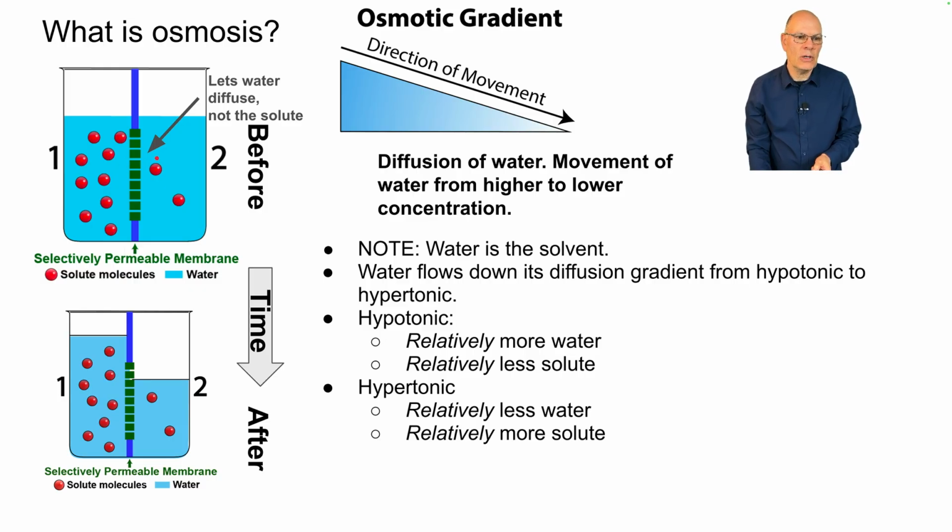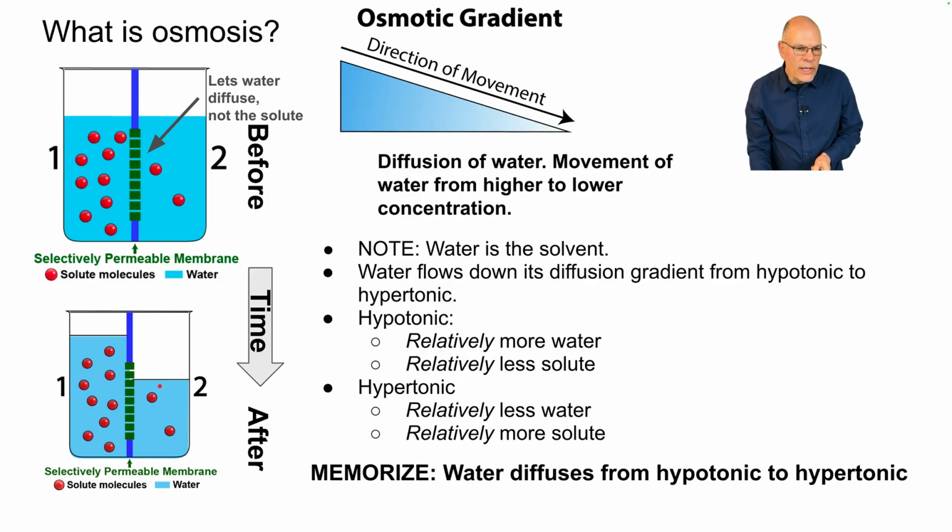Now, what is that going to do? That's going to have water move down its concentration gradient, which means it'll move from here to here. After osmosis takes place, it'll look like this over here. This level will go down. This level will go up. The water actually is getting pushed up on this side. That's called osmotic pressure. It has enormous consequence. And the thing for you to memorize is that water diffuses from hypotonic to hypertonic.